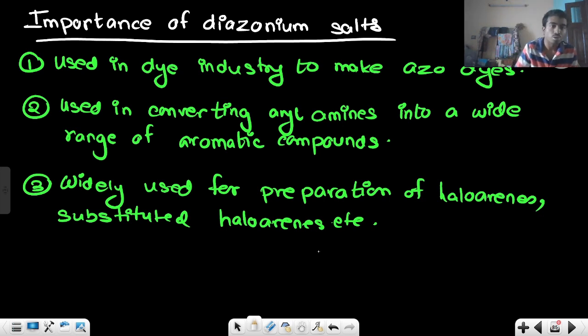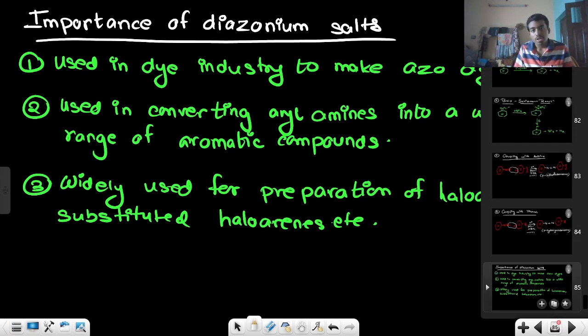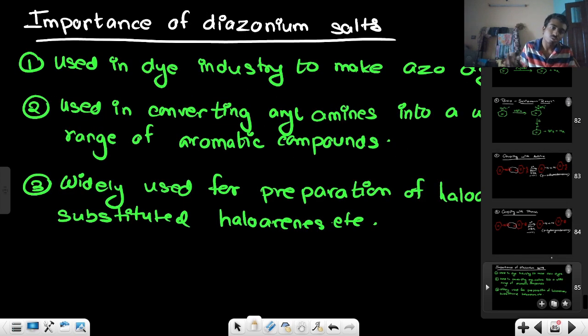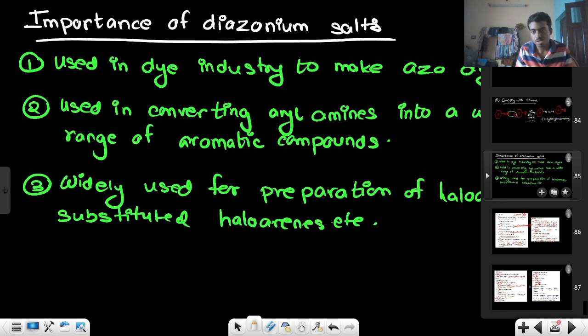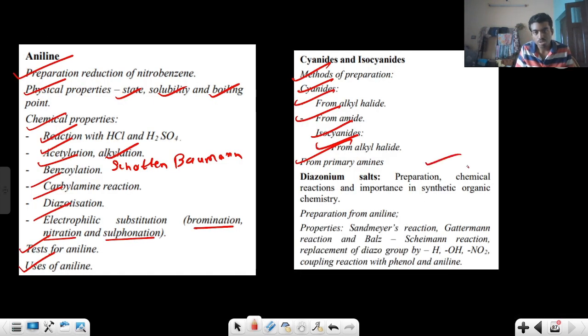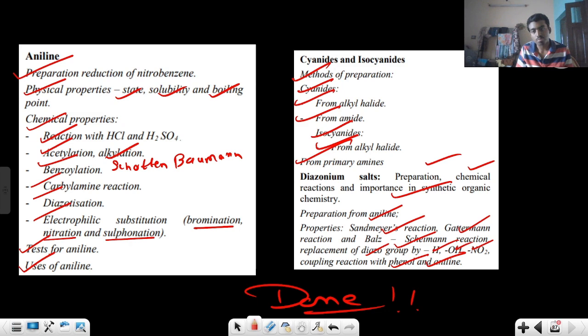So this concludes this chapter. Thoroughly give it a reading. Coupling reaction is very new to you and one question is expected from coupling reaction, so read it accordingly. Let me just confirm that the syllabus is done. See here: diazonium salt preparation, chemical importance in synthetic organic chemistry, done. Sandmeyer, Gattermann, replacement of diazo group by H, OH, NO2, done. Coupling with phenol and aniline, done. I have written officially done.